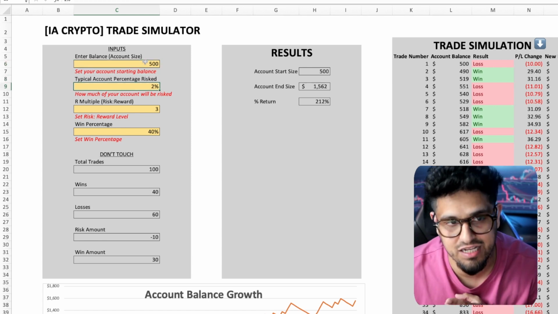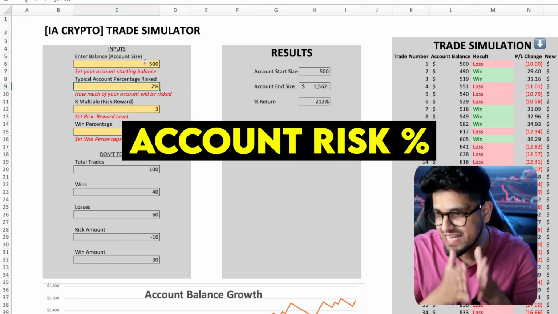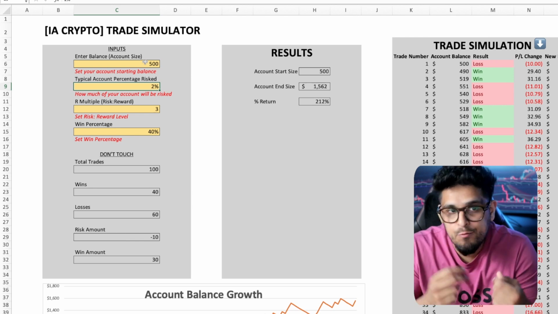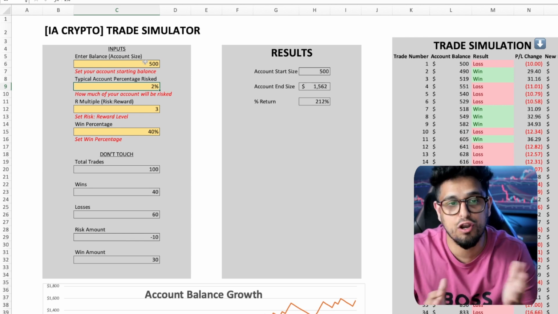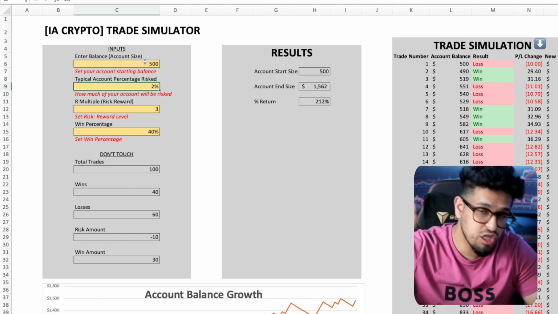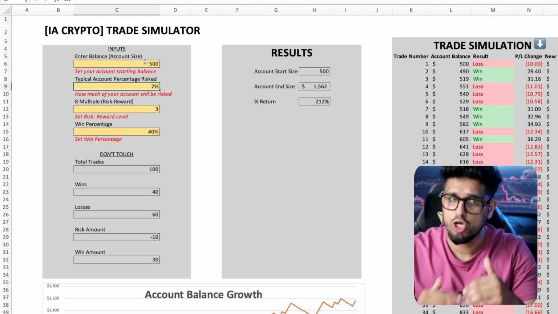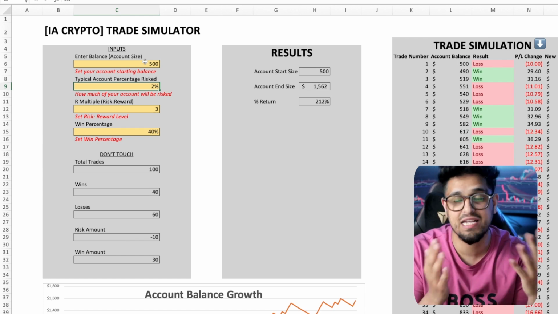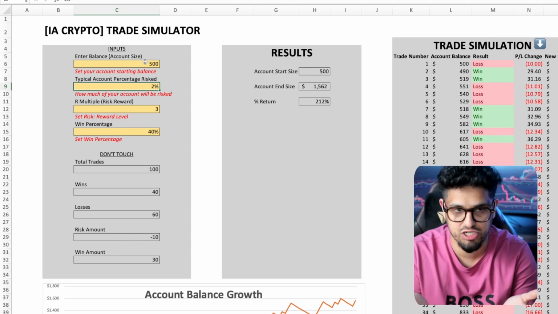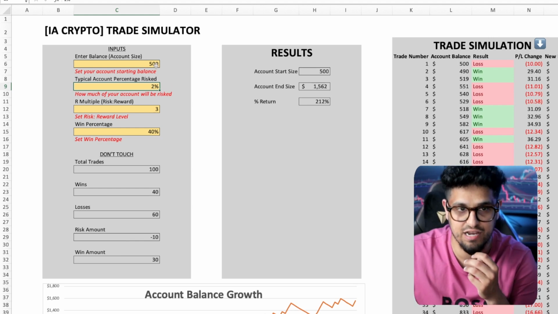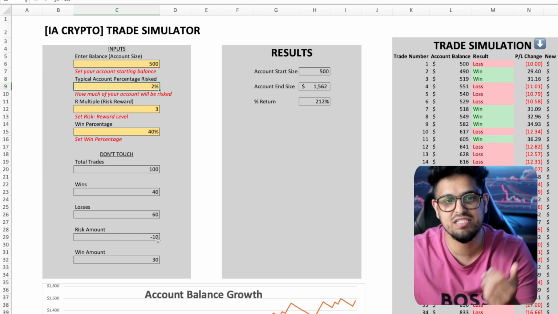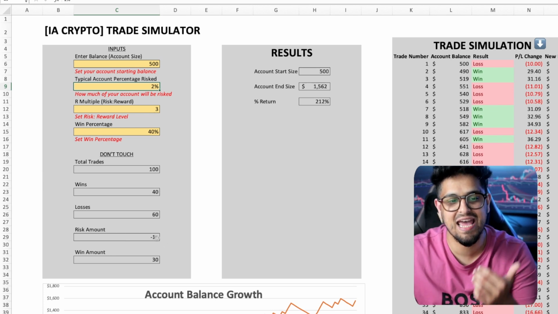Then you want to enter the typical percentage risked. Right? How much of your account do you want to risk? Now remember, in any one given trade, you do not want to be risking a lot of your account. As your account gets bigger, 10,000, 20,000, 30,000, as you get success in trading, you're going to want to risk 1%, 0.5%, even less. But to start with, you're going to need a little bit of chips on the table in order to make a return. So we're going to set this as 2%, right? 2% risk on any one given trade. Okay, so that means the maximum you can lose here is $10.